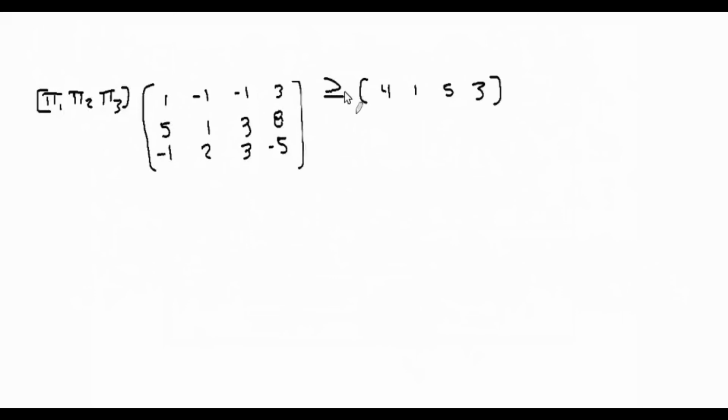And that's still true. This is just a matrix representation of that. It's also true that pi 1, pi 2, pi 3 times the second column of our constraint matrix is going to be greater than or equal to 1. And this row vector of dual variables times the third column of the constraint matrix will be greater than or equal to 5. And the row vector of dual variables times the fourth column of the constraint matrix will be greater than or equal to 3.